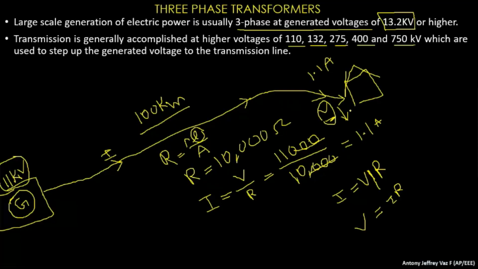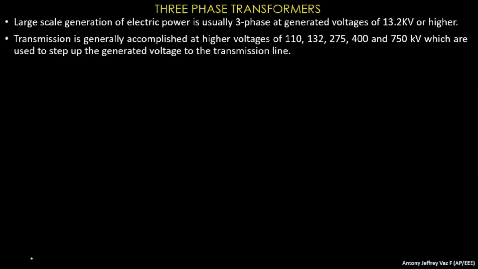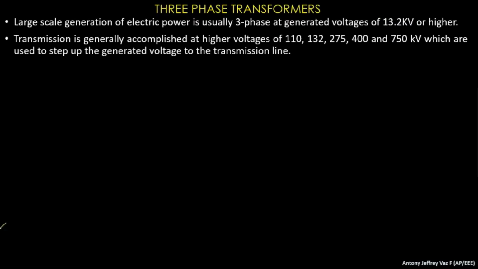This is one reason you need to use a transformer, because the current is only 1 ampere. It will not be sufficient to run any of your household appliances. But in Tirunelveli, there will be several thousands of houses. So this is the major reason you need to use the transformer. Now let us see what happens when you use a transformer.